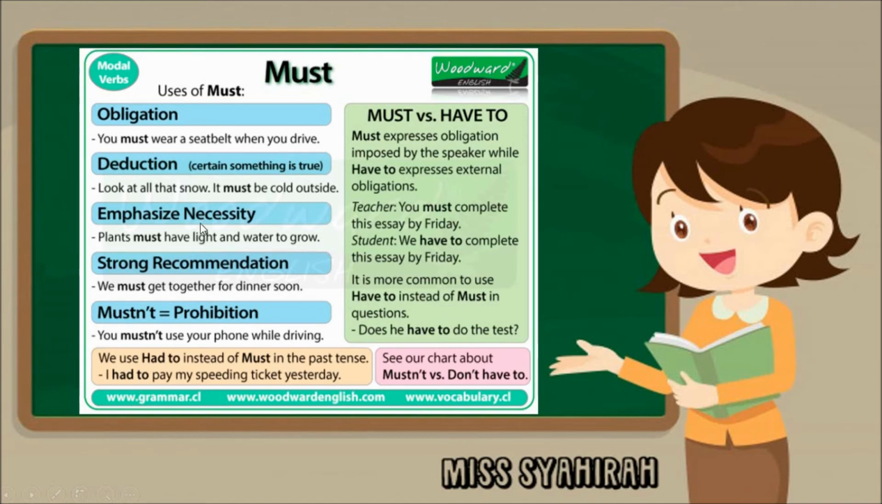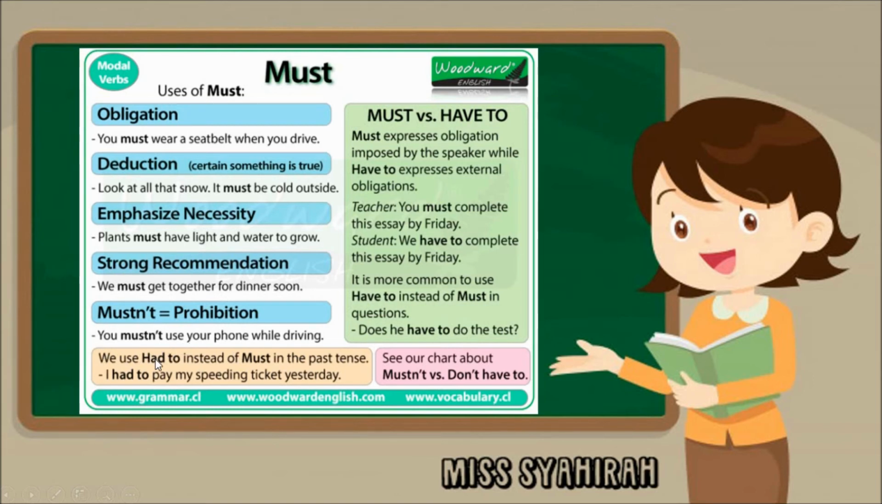Emphasize necessity. So, kamu tekankan keperluan. Plants must have light and water to grow. Strong recommendation. Kamu bagi cadangan lah. We must get together for dinner soon. And then mustn't. So, kalau must tu obligation, kamu wajib buat, kalau mustn't tu prohibition. Prohibition maksudnya larangan. So, you mustn't use your phone while driving. Tak boleh guna. Okay, mustn't use.